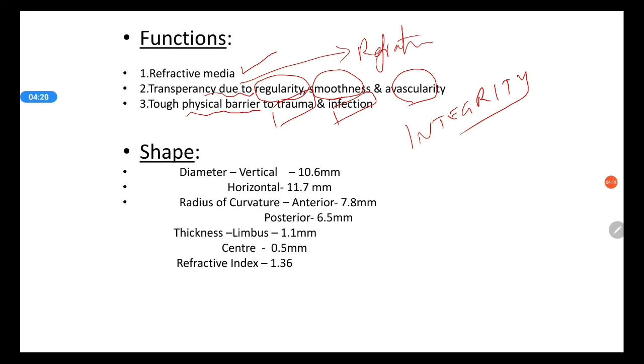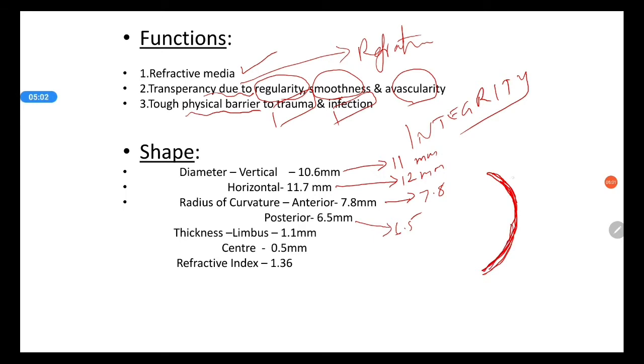As we have already seen, different textbooks give different values. We can always round up the vertical diameter to 11 millimeters and the horizontal to 12 millimeters. The radius of curvature, as we have already seen, of the anterior part is 7.8 and the posterior part is 6.5. So what I would like to stress here is that the cornea is not a single line. So you cannot imagine the curvature to be the same.